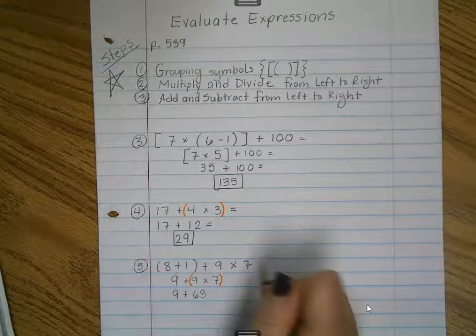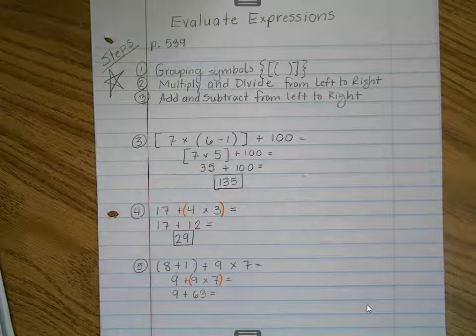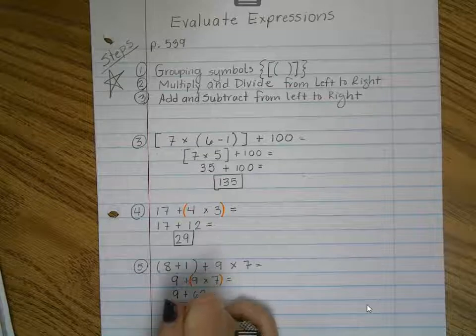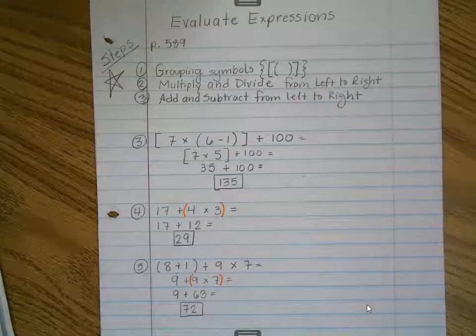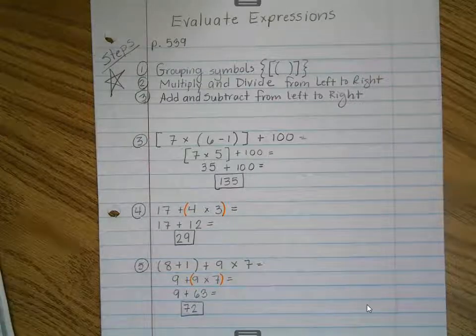All right, I forgot my equal signs. And now I'm ready to evaluate 9 plus 63 gives me a sum of 72. So the value of this whole expression is 72. All right, I hope you're starting to feel pretty good about this. Keep referring up to your steps, okay? Let's look at number 6.